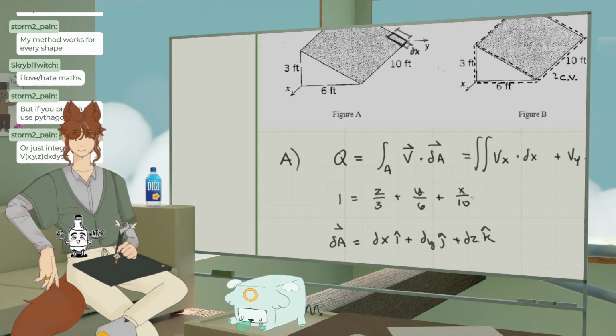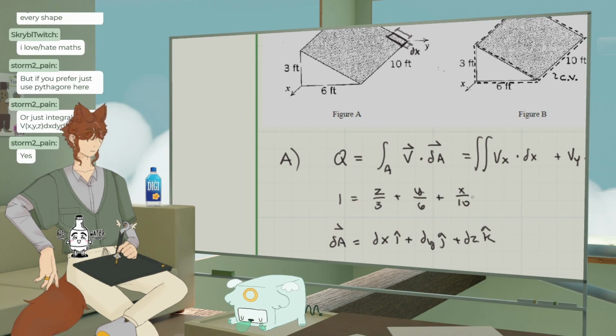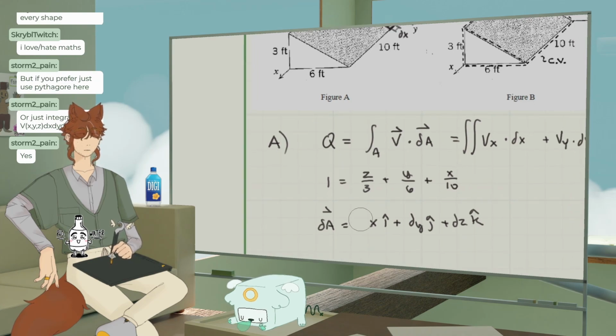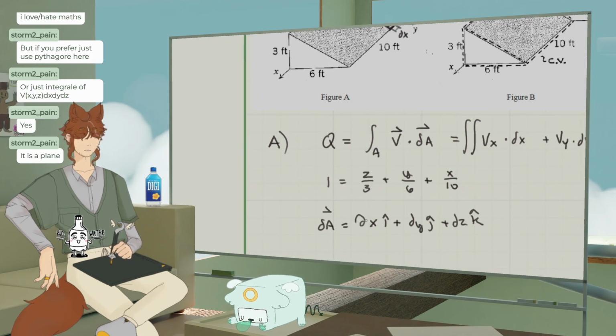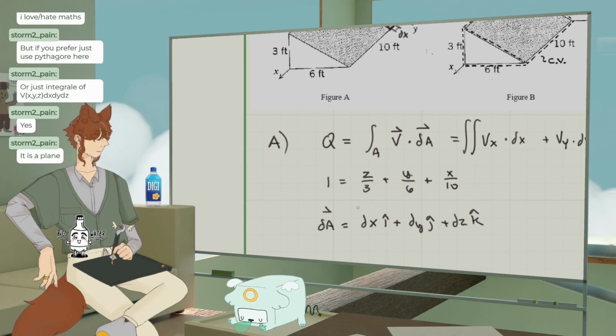Integral of v(x,y,z) dx dy dz. But we have to do the integral over the area, so it's like dotted with the area. Yes, did I get that right? No way. It's crazy. Are these partials? How do I know whether it's a partial or not? Okay, wait. I don't know whether it's a partial. I was gonna say, it's a plane.